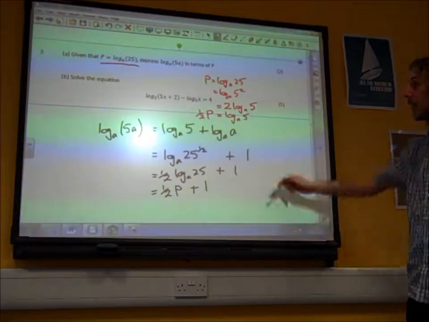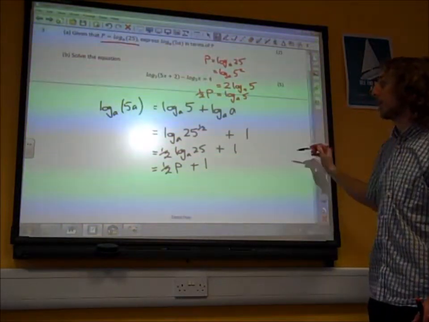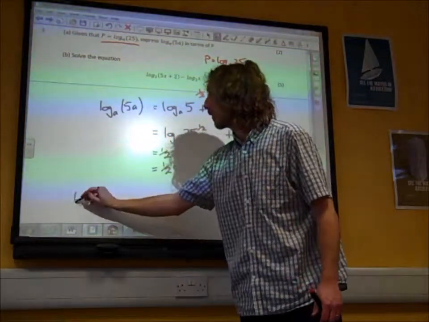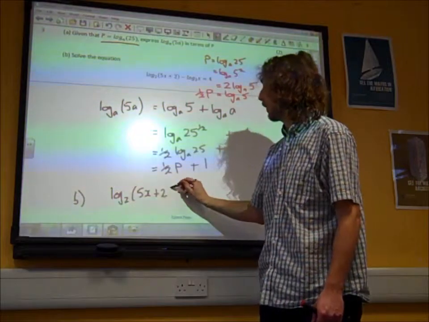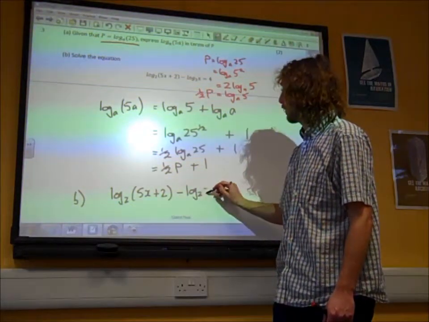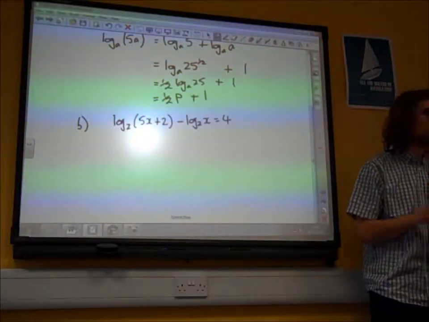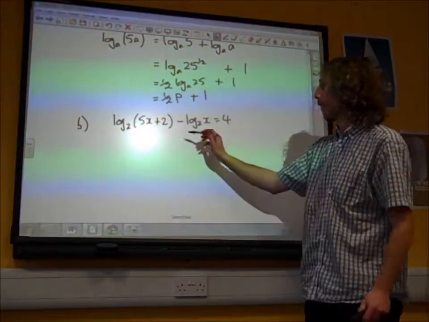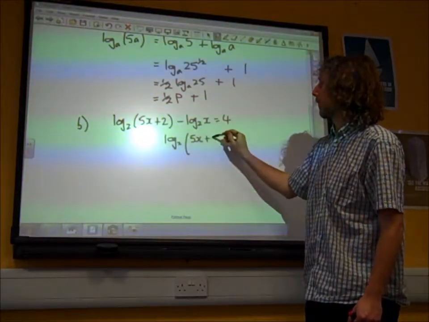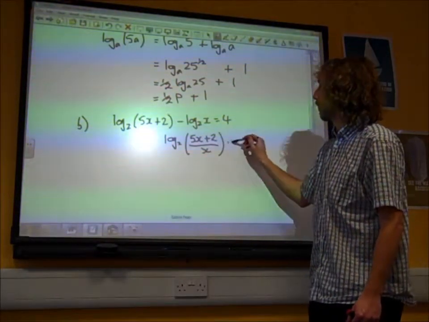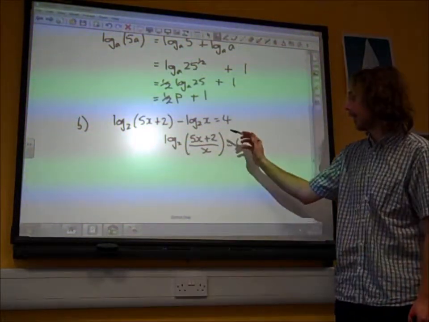Right, part B. Now this is unconnected, so now we're going to solve this equation. It's log base 2 of 5x plus 2 minus log base 2 of x equals 4. Now before we do anything with this, we've got to get it so it's one term on each side of the equation. So this is log base 2 of 5x plus 2 over x, because when we subtract two logarithms of the same base, we divide.